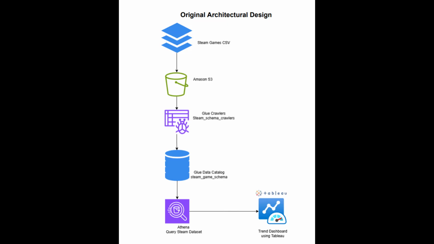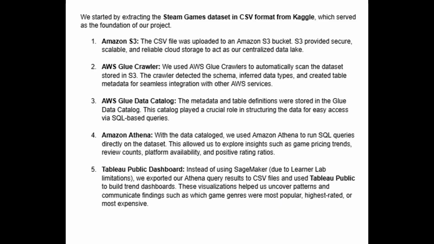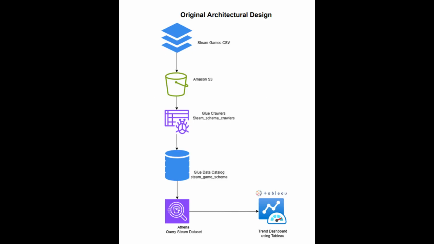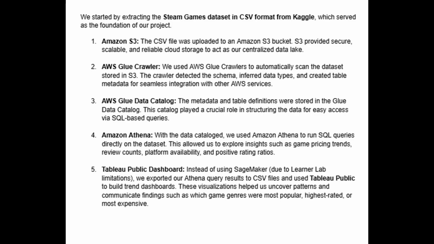First, here's the original architecture. Our goal was to start with the Steam game CSV from Kaggle, upload it to Amazon S3, then find the schema using AWS crawlers. The schema would be cataloged in the AWS Glue data catalog, making it easy to query in Amazon Athena. Finally, we had planned to use Amazon SageMaker and Jupyter Notebooks to analyze and visualize our results.